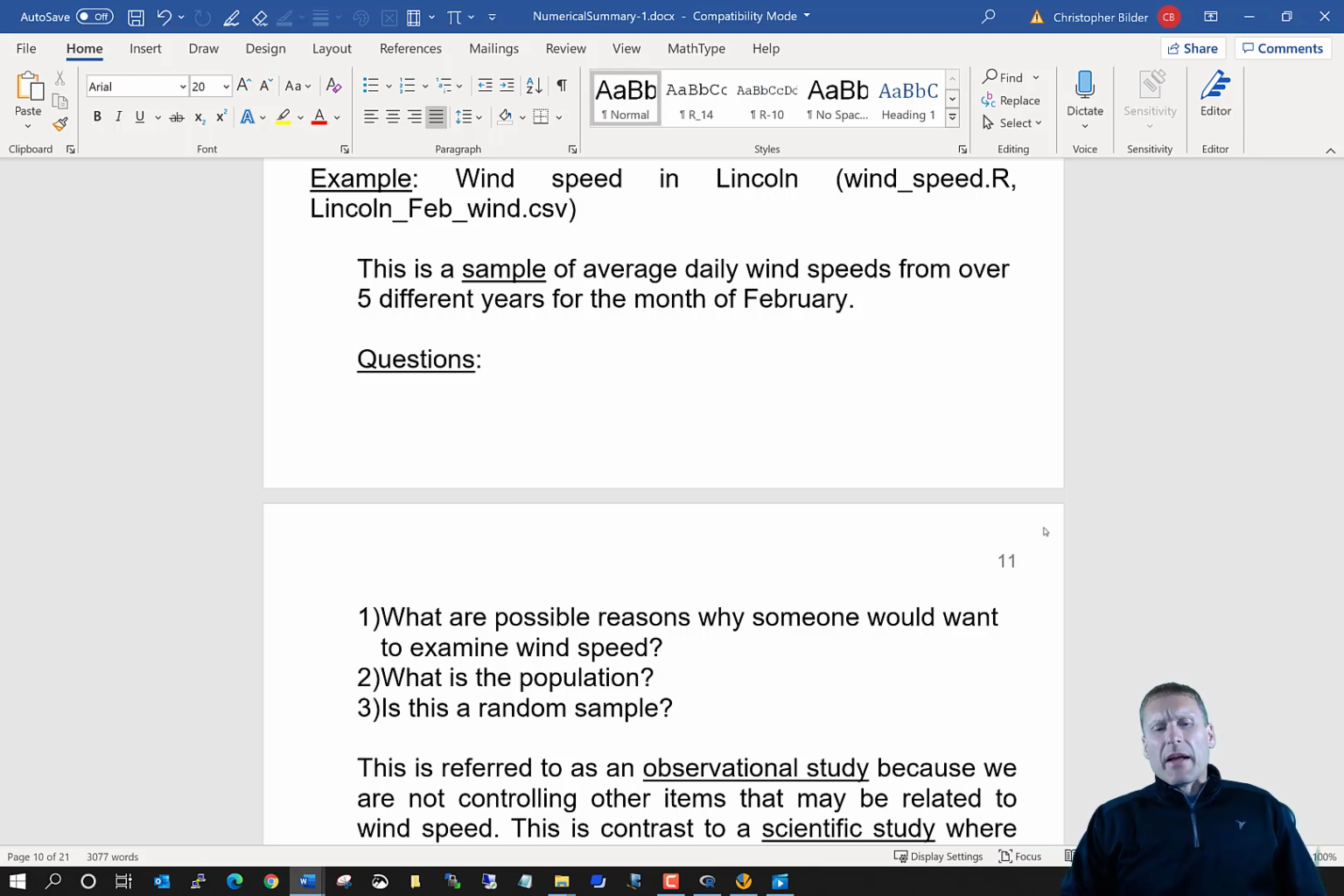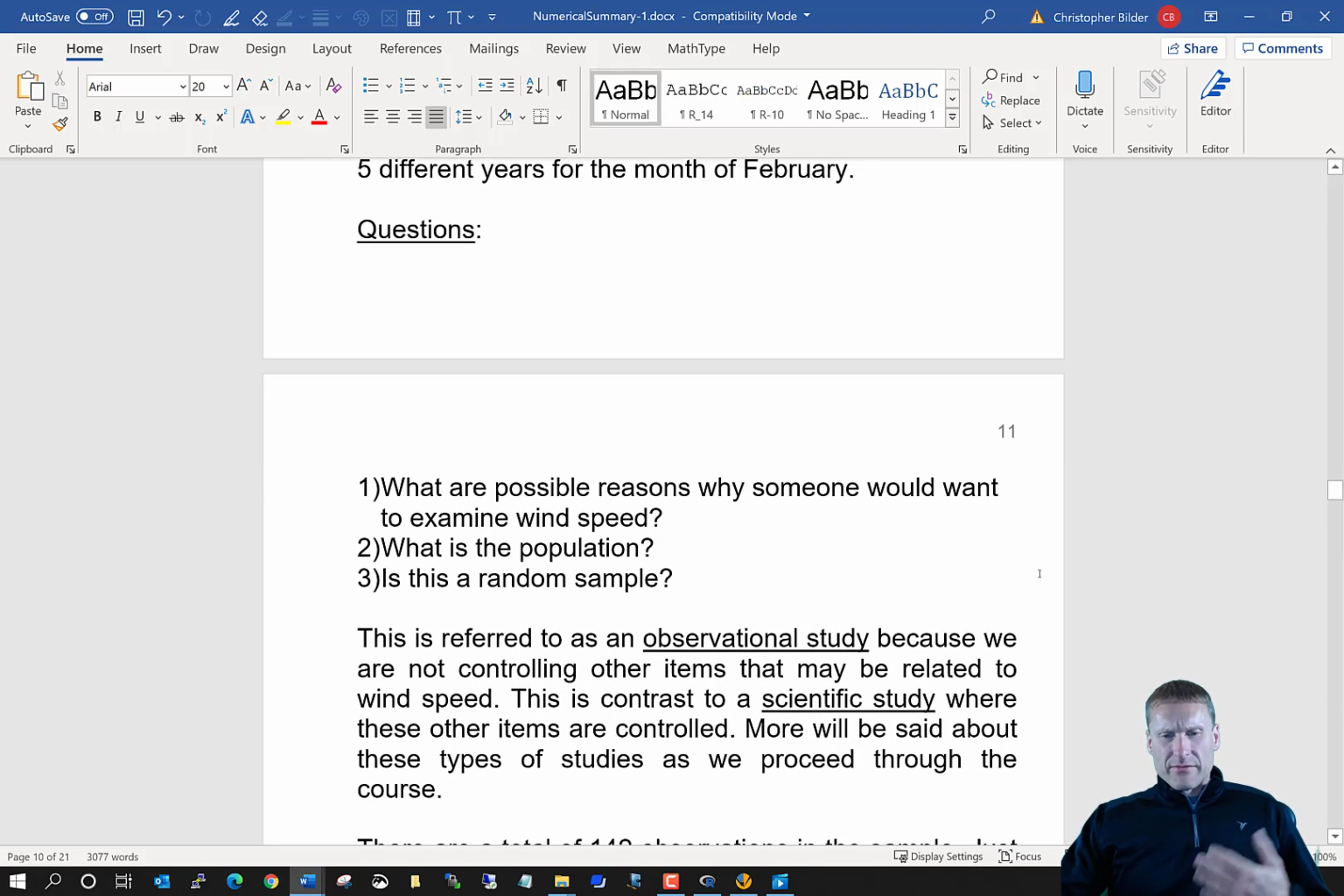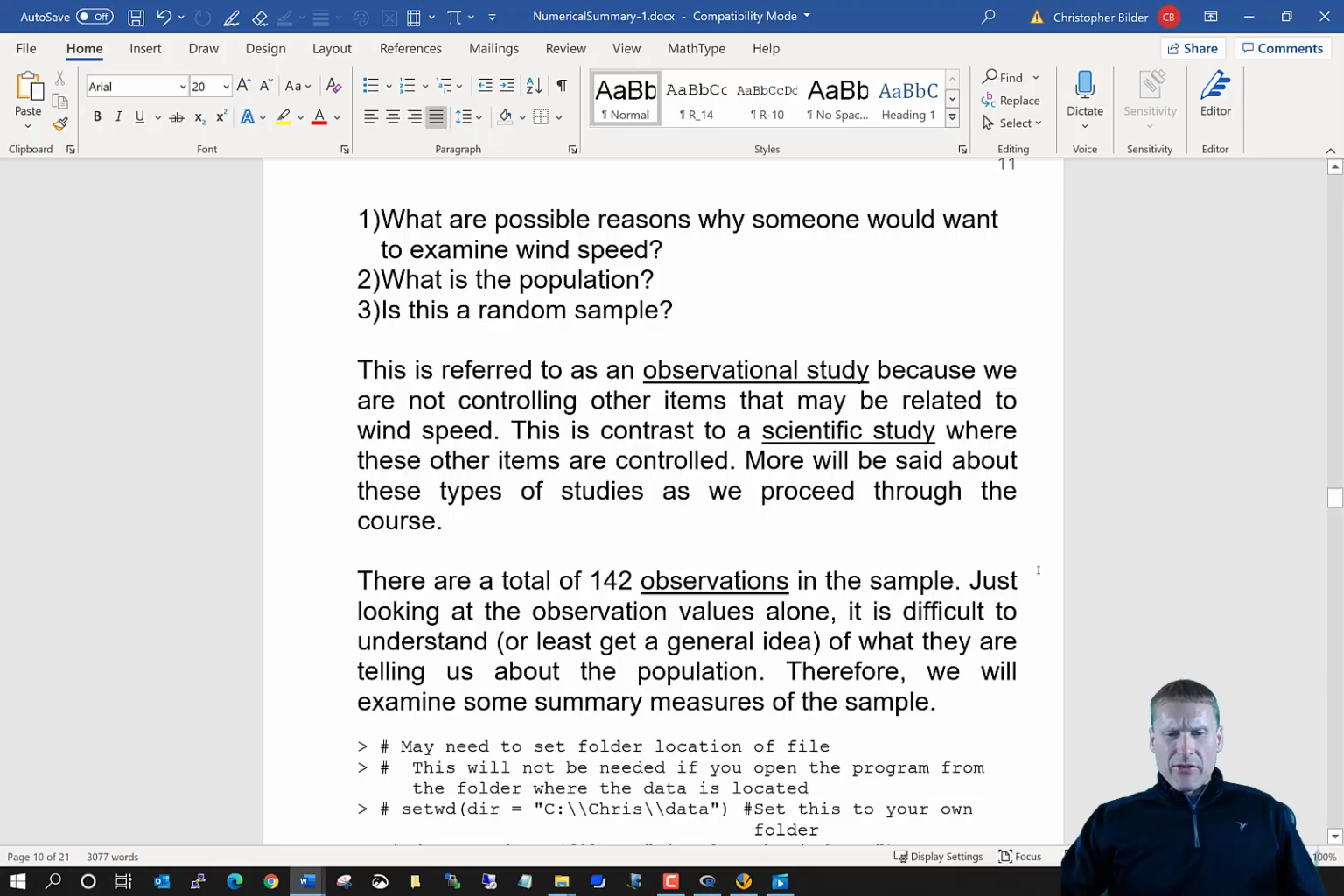What I did a few years ago was I found a cool weather website that gave me the average daily wind speeds for every day in February over a 5-year period. And obviously wind changes throughout the day, so let's not worry about the fact that this is an average value. Let's just say this was the wind speed. And so I have this data over, again, 5 years.